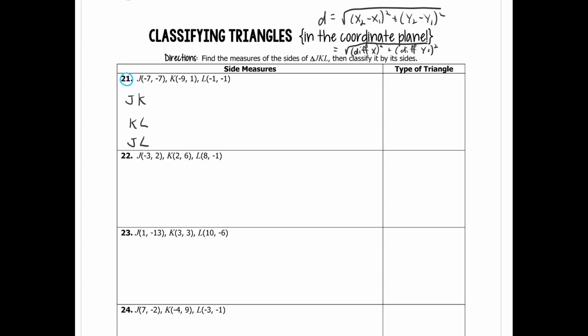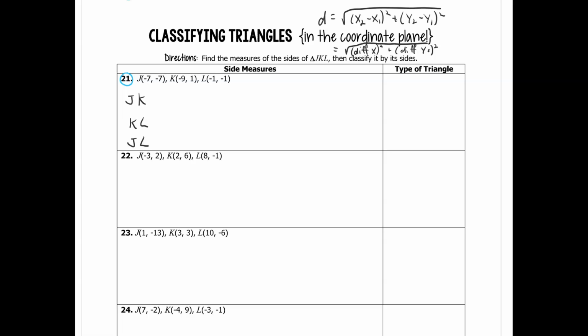Now, if all of these lengths are the same, we're going to call that equilateral. If they're all different, we're going to call it scalene. And if 2 of them are the same, the other one's different, we're going to call that one isosceles. All right, so let's look at my method here, the difference in the x's, difference in the y's first.